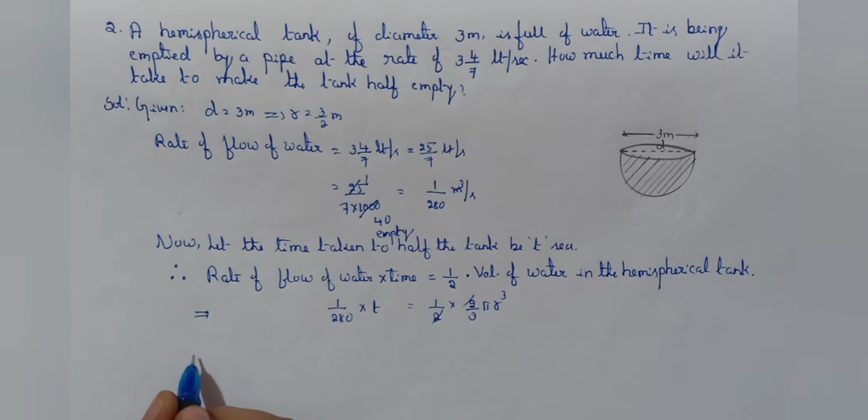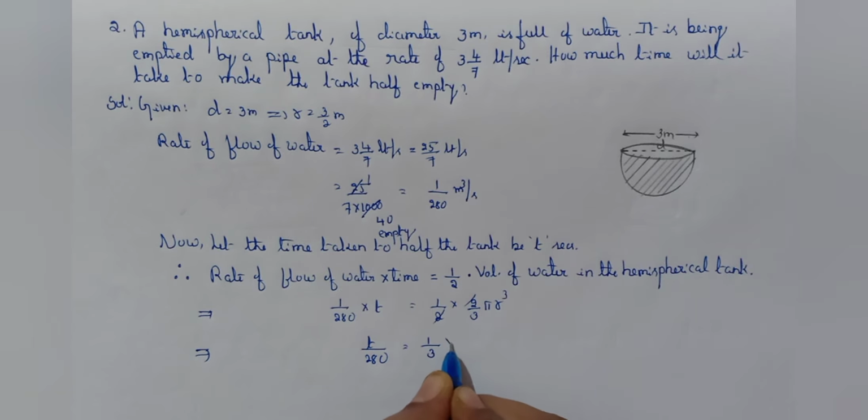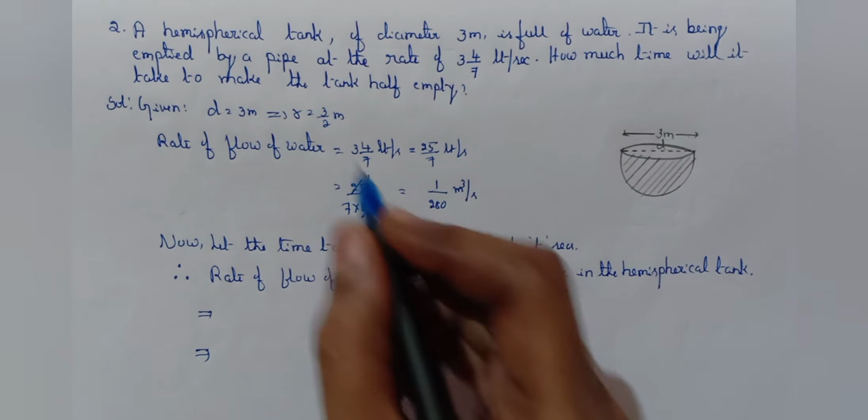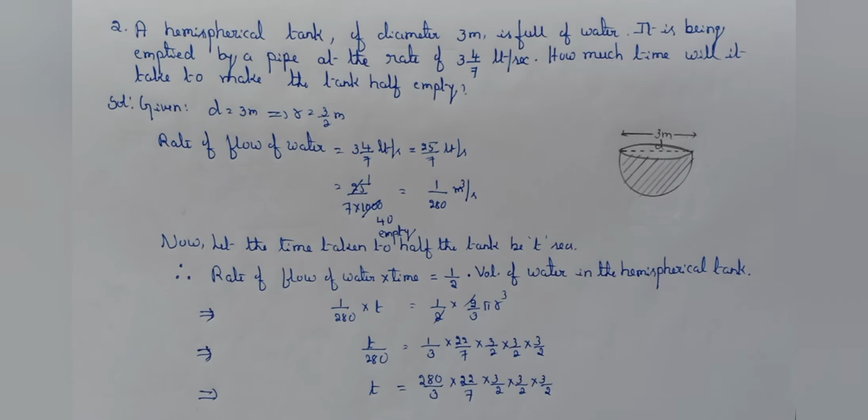Cancel this 2. Next, t by 280 is equal to 1 by 3. Substitute 22 by 7 in place of pi, and r is 3 by 2 into 3 by 2 into 3 by 2. Next, take the cross multiplication. Then t is equal to 280 by 3 into 22 by 7 into 3 by 2 into 3 by 2 into 3 by 2. 7 forties are 280.